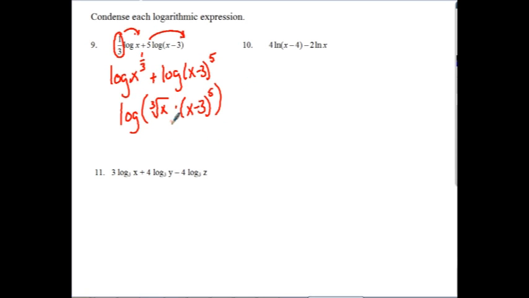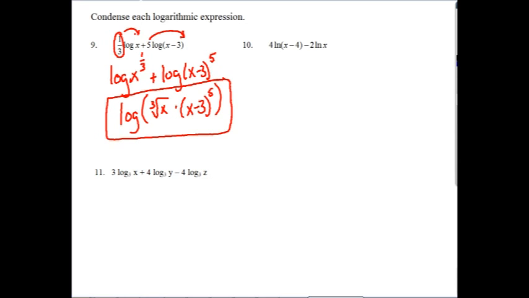Now the good thing about this, we don't have to do anything else with it. We've taken care of all the plus and minuses, and taken the numbers out in front and changed them into the exponents. So we have condensed that down as far as we can. We've condensed it from 2 logs down to only 1 log, and that's what our goal is.